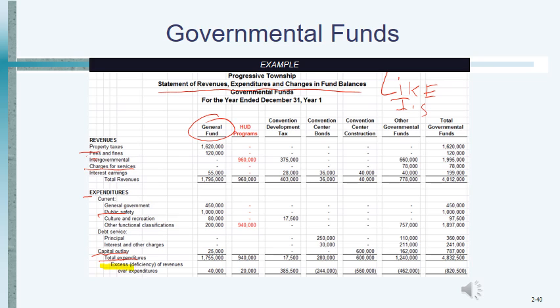Notice here we have this item called excess of revenues over expenditures. You could have a deficiency as well, which would be like a loss. But go ahead and take a look, and you can put down here that I can get my pen back here.